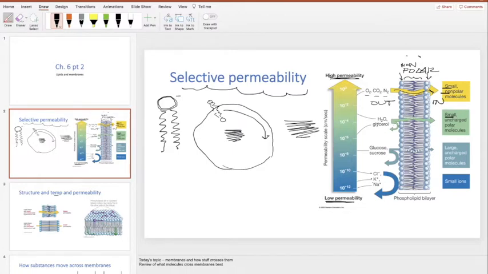So let's take a look at water. We know that water is polar, but water is relatively small. So while water doesn't get across as easily as these smaller molecules do, it does get across somewhat. So you can get water back and forth somewhat. Probably not enough to sustain a cell's life, and I'm going to show you in a minute how you can speed up the process of getting water across this membrane. But on its own, you can get some water across this membrane.